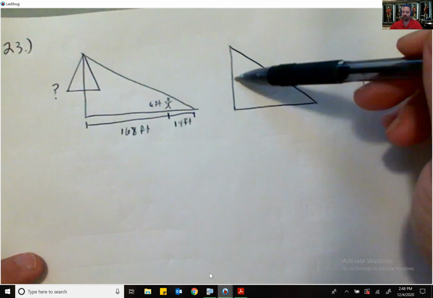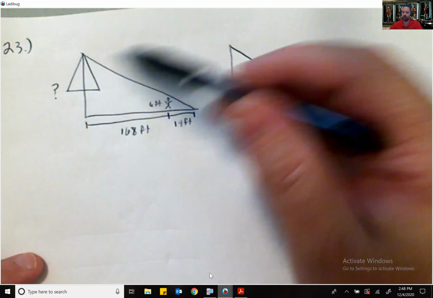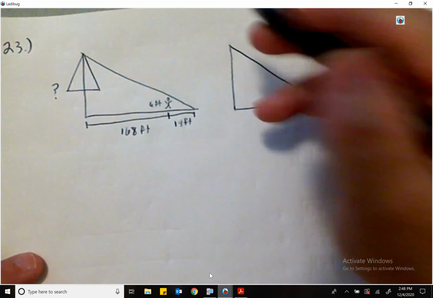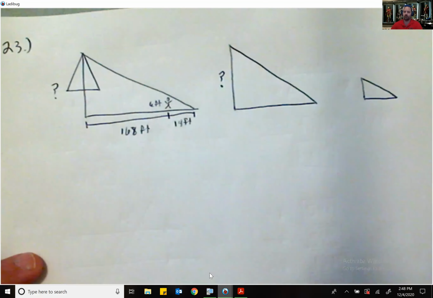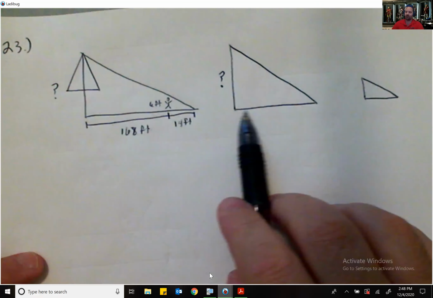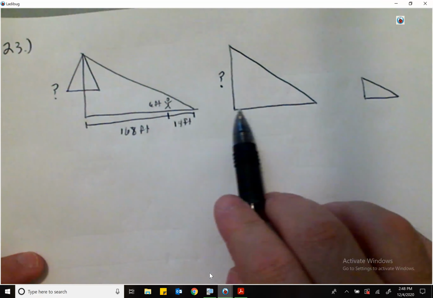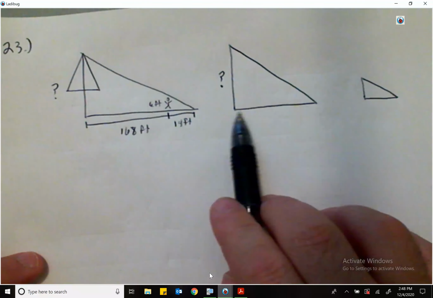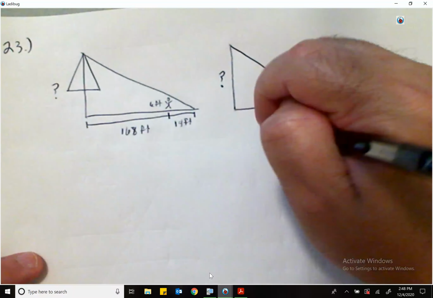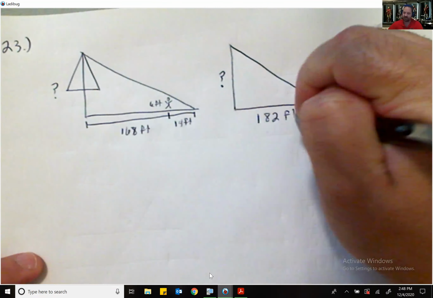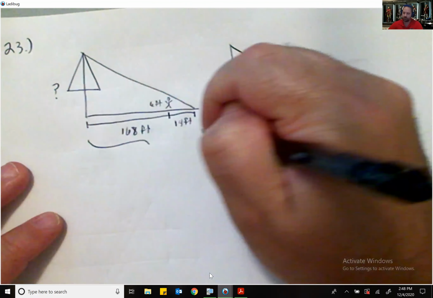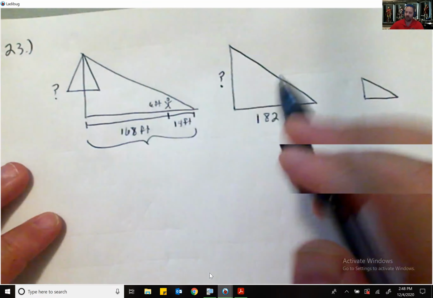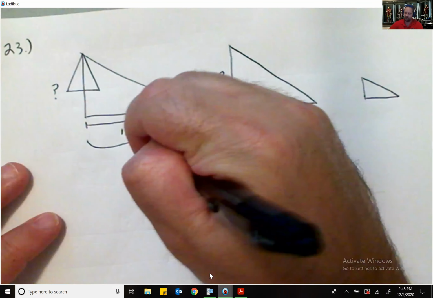If I'm separating these 2 triangles out? No, that's the length we're looking for. That's the question mark. Do we know what the bottom length of this triangle is? Yes. How much is that? 182. 182 feet, because that's what they told us about the shadow of the tree. The shadow of the tree is 182 feet.